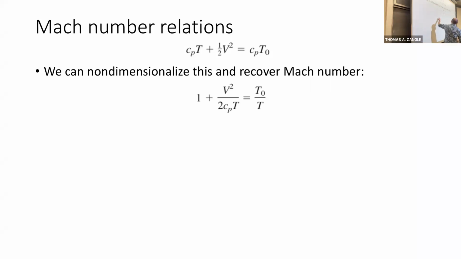And now one thing that we can do is we can actually take this expression and non-dimensionalize it, right? So we're playing the same tricks over and over again. In this case, we're non-dimensionalizing this expression, basically dividing through by Cp T, right? And so now we have 1 plus V squared over 2 Cp T is T naught over T.